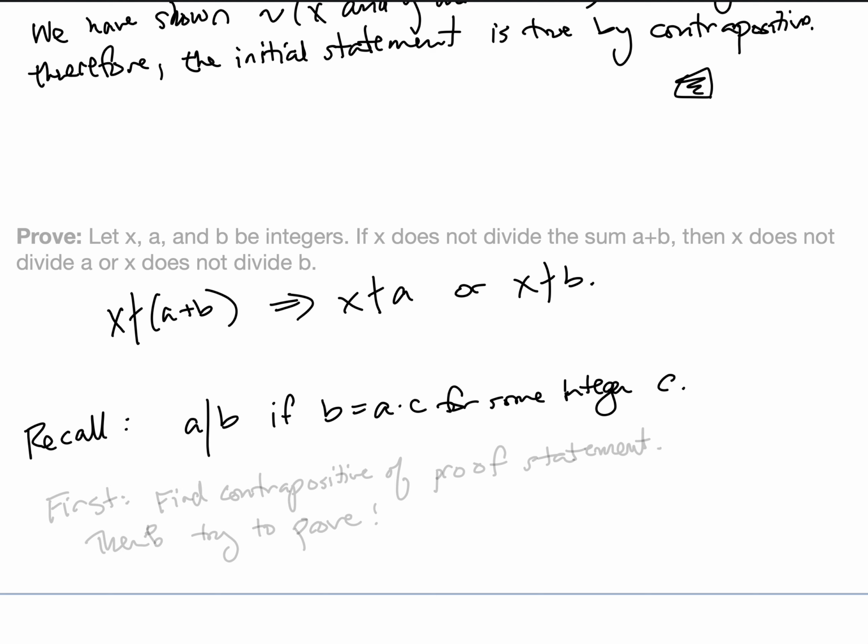So first, be careful about figuring out, we want to find the contrapositive of the initial statement. So find the contrapositive of that statement and then try to prove it.